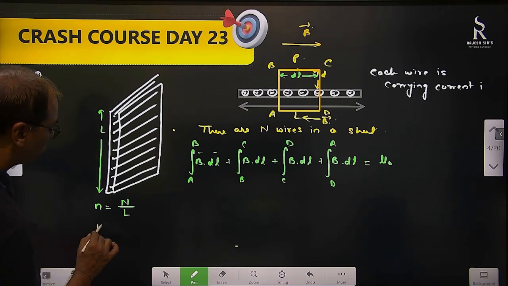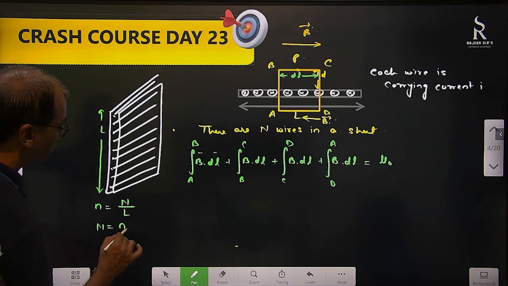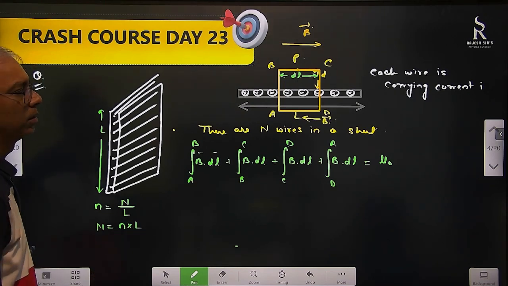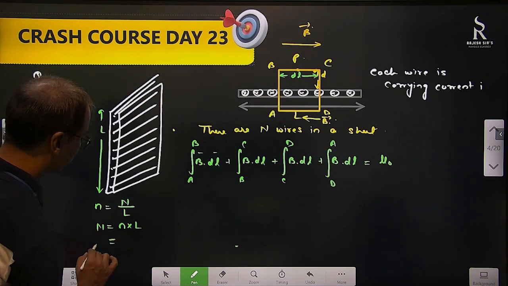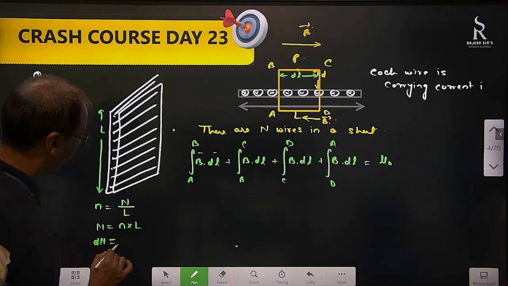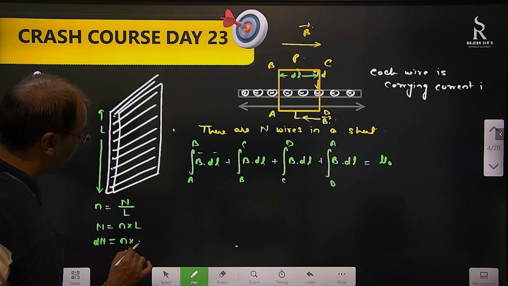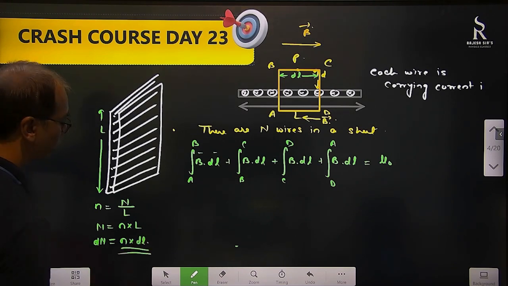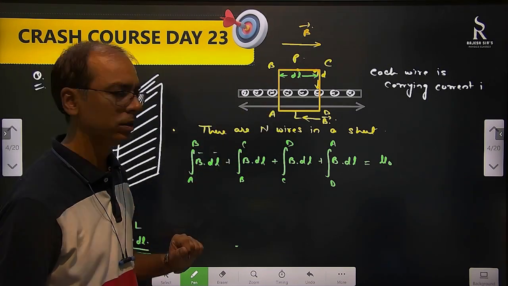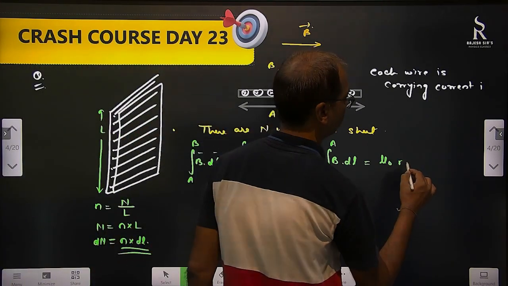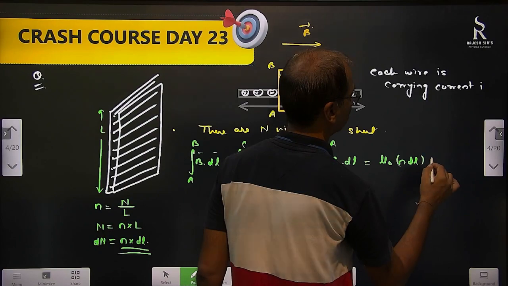So n is equal to the number of turns per unit length of the sheet. But how much sheet are we taking here? dl. So dn will be equal to n into dl. These are the number of turns which are there in the loop. So let's write here n into dl and then into I.